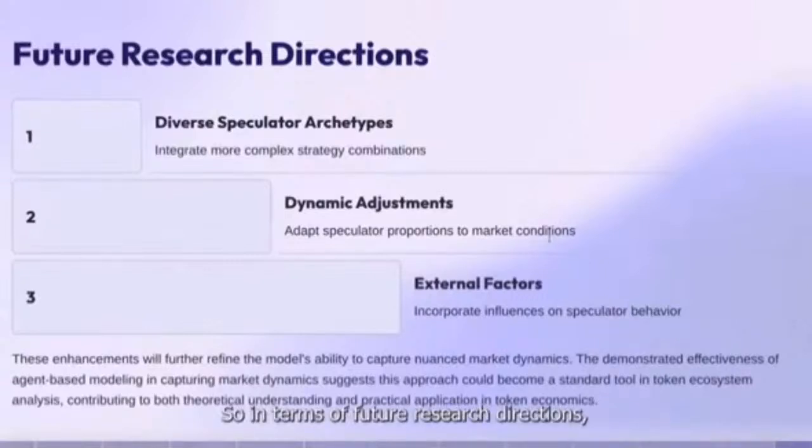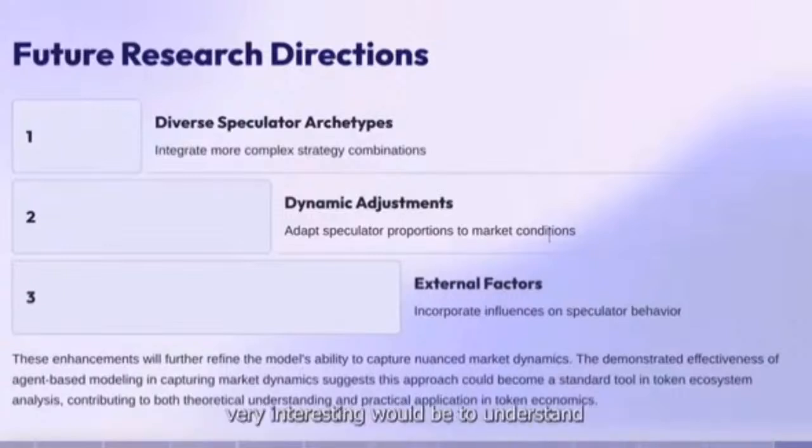So in terms of future research directions, these are some of the things that we are going to work on next, and if you're interested in collaborating on some of those things with us, just let us know. First of all, we'd like to integrate more complex strategy combinations. We'd like to adapt speculator proportions to market conditions and also incorporate external events, let's say, such as news stories.